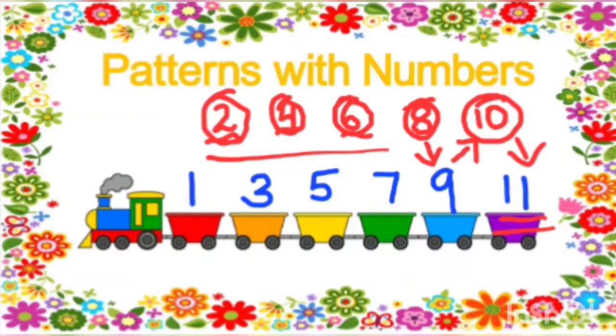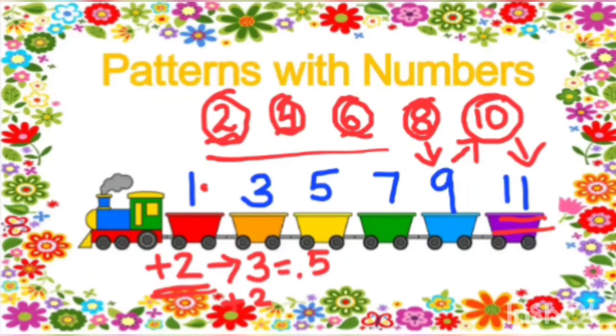That means that our answer is correct because we have skipped one number and gone to the next number. We can also look at this pattern as having the rule of plus 2. Every time we have to add 2 to get the next number. 1 plus 2 is 3. 3 plus 2 is 5. 5 plus 2 is 7. 7 plus 2 is 9. And 9 plus 2 is 11. So the rule is every time you write a number, you have to add 2 to it.